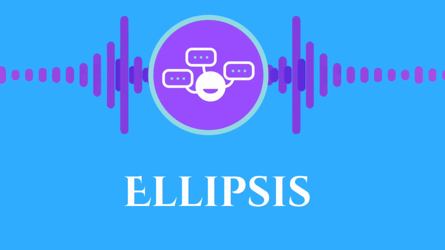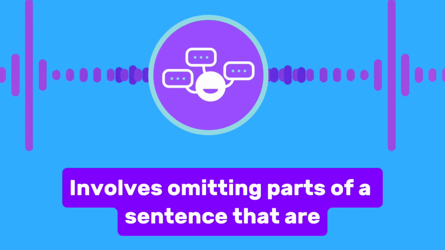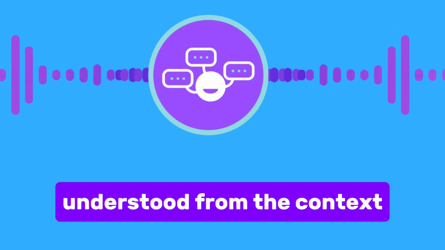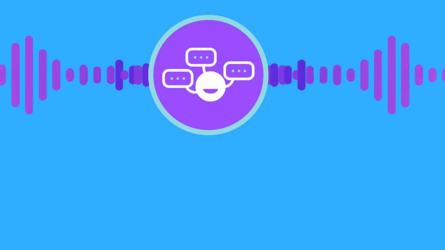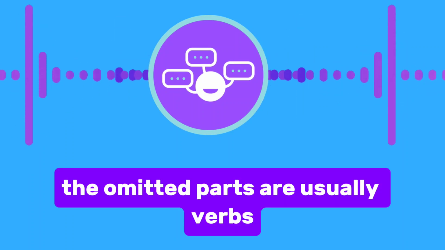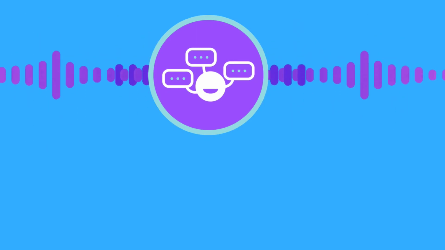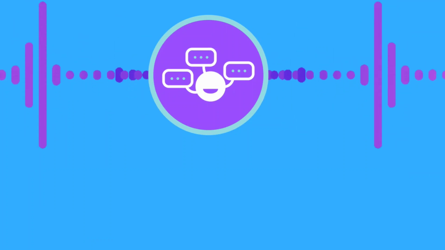Let's start with ellipsis. Ellipsis involves omitting parts of a sentence that are understood from the context. Like that, you can avoid repetition. The omitted parts are usually verbs, subjects, or other key elements that have already been mentioned. Let's start with an example on how to omit verbs.